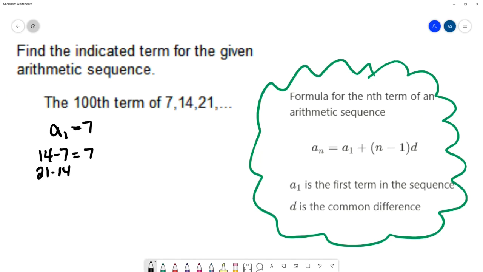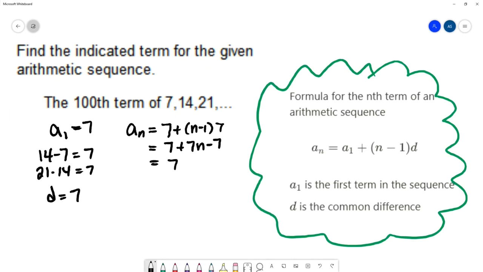21 minus 14 would give me 7. We can see that we have a common difference of 7. So let's plug that into our formula to get the nth term. 7 plus (n minus 1) times 7 gives a formula of 7 plus 7n minus 7, and that's 7n.